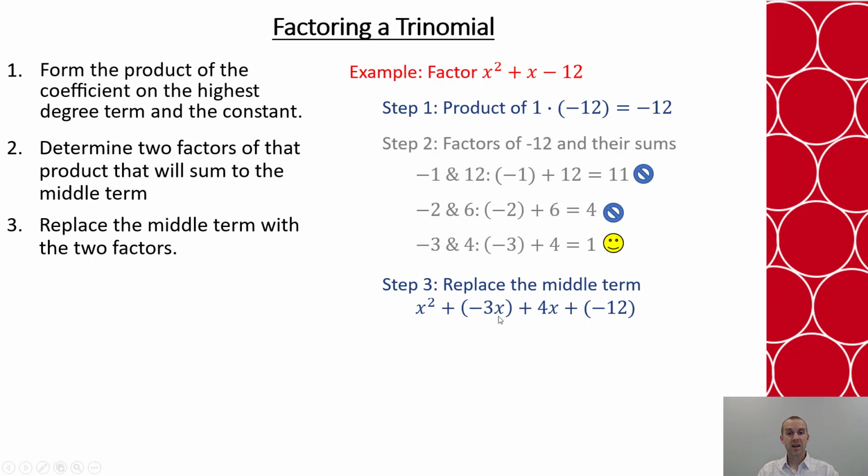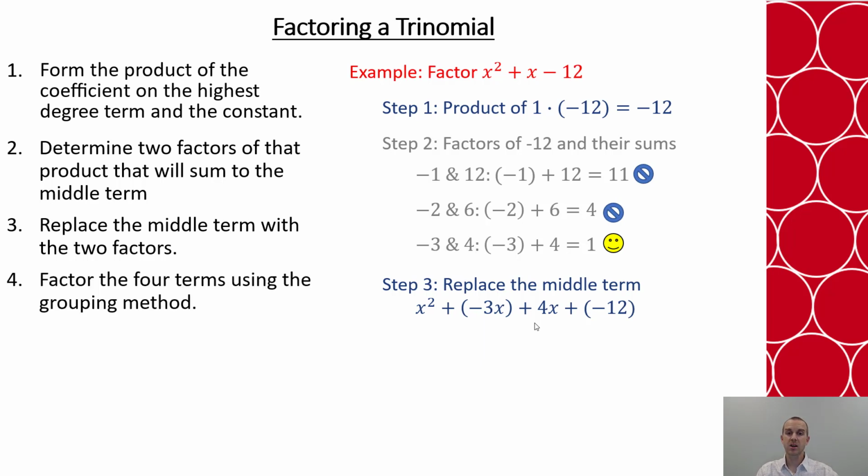So negative 3x plus 4x is still 1x. So I haven't changed the actual value of the expression. It's just now I can work with it to factor. Because once I have 4 terms, I can group factor just like I did a minute ago. So I'm going to group my first 2 terms and group my second 2 terms.